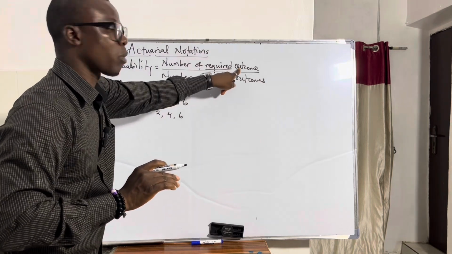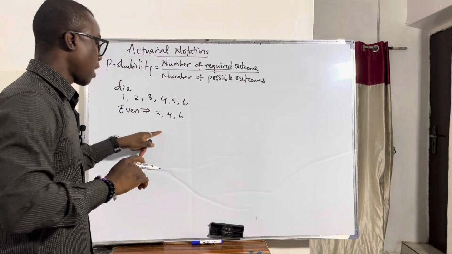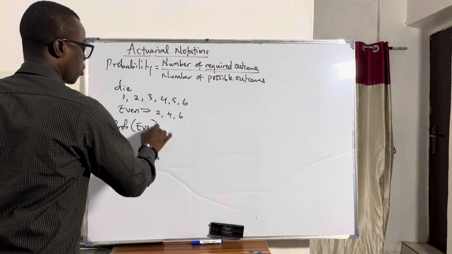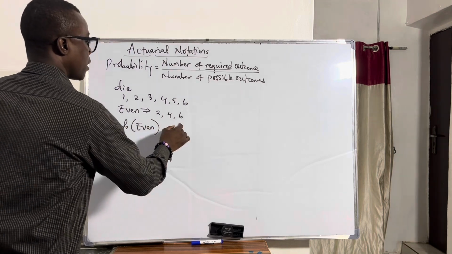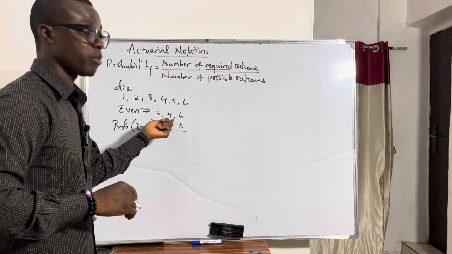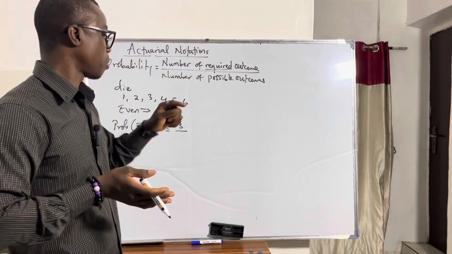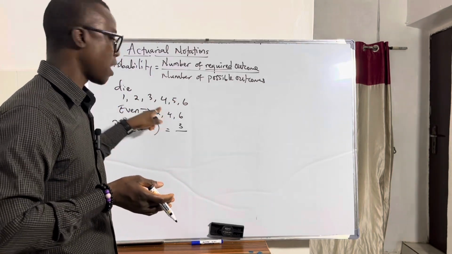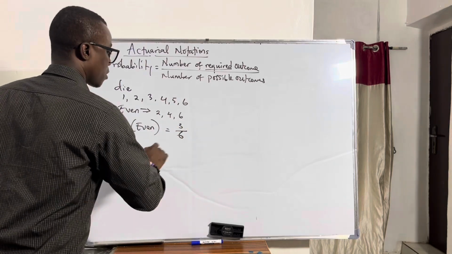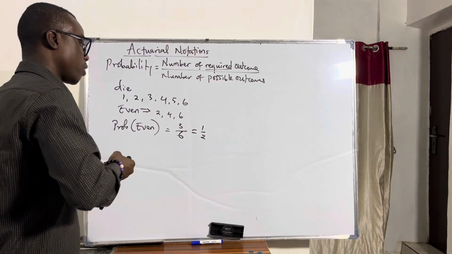So the number of required outcomes, which is the number of even numbers we have on a die, is 3. So the probability that I'm going to have an even number when I throw a die will be 3, because we have 3 of them. Now, how many numbers do I have in total? We have 1, 2, 3, 4, 5, 6. So I have a total of 6 numbers, which when I reduce this fraction, gives me 1 over 2.